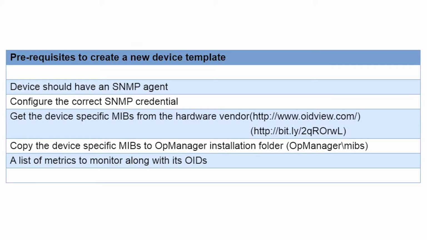So here are the prerequisites to create a new device template. The device should have an SNMP agent. You must configure the correct SNMP credential. Get the device specific MIBs from the hardware vendor. Copy these device specific MIBs to the MIBs folder present under the OpManager installation. And finally, a list of metrics to monitor along with their OIDs. I will now demonstrate how to create a new device template for NetApp Filer in OpManager.